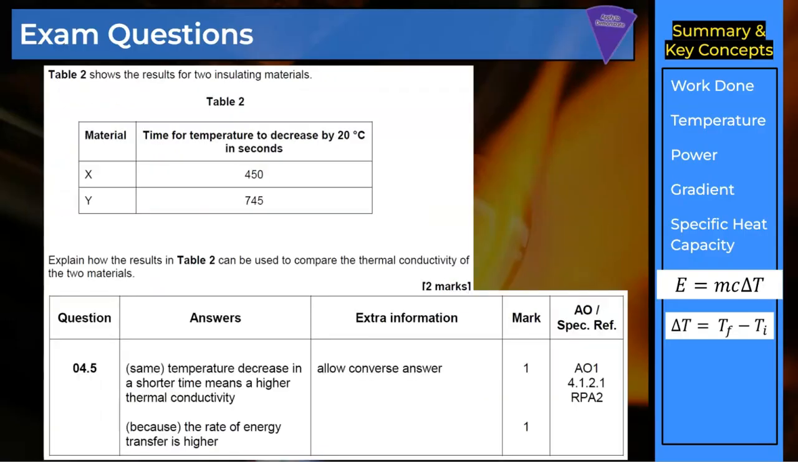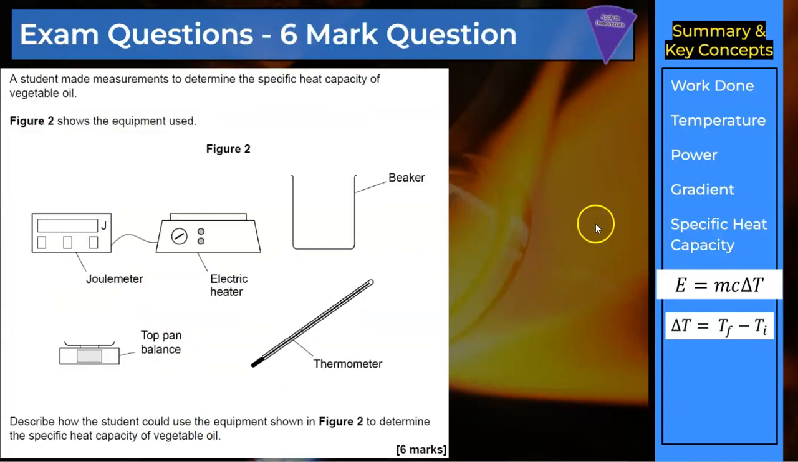Thermal conductivity is linked to specific heat capacity because obviously the better the thermal conductor, the more heat can be transferred to and from the material, and that might therefore affect what the overall storage capacity of the material is. This is a particularly important question because this highlights the practical. So describe how a student could use the equipment to determine the specific heat capacity.